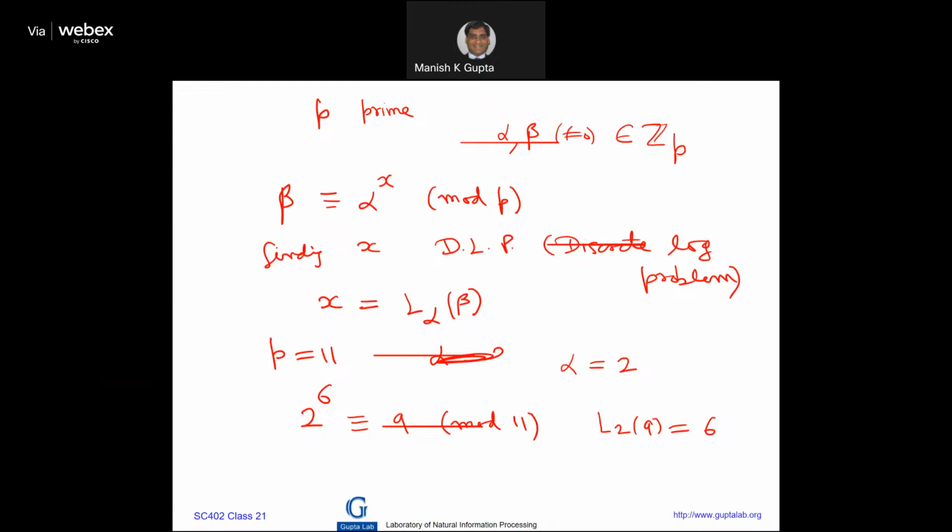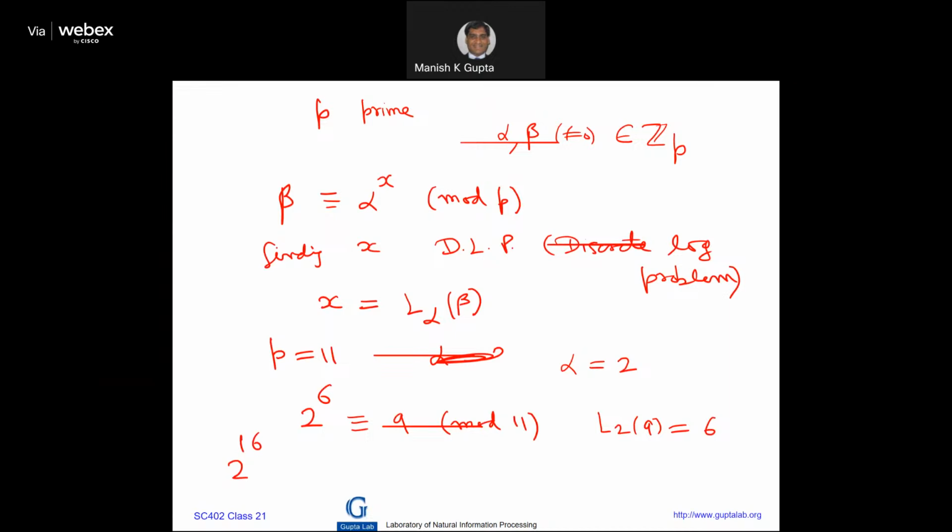So one question that I'm going to ask: what is the value of this? Can anyone tell me? 2 raised to power 16 mod 11 is how much? So we know that 2 raised to power 6, so this x is 6 here. 2 raised to power 6 is 9 modulo 11. So that means discrete log of 9 base 2 is 6.